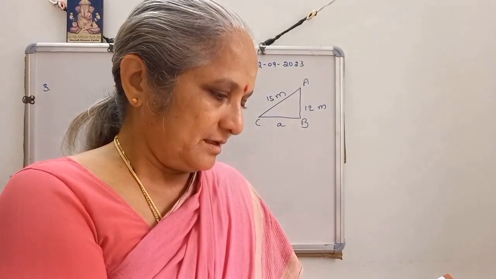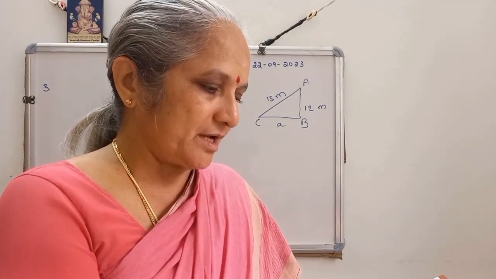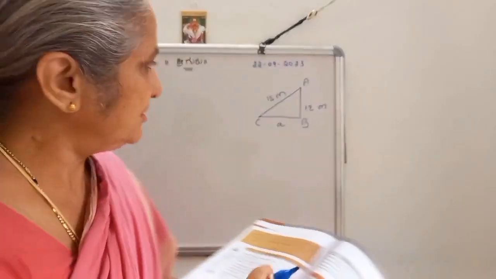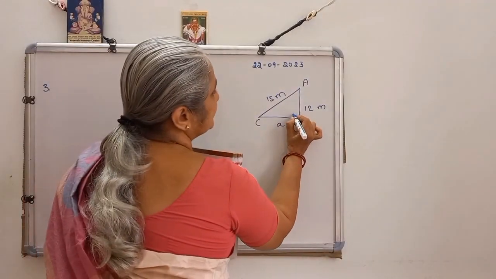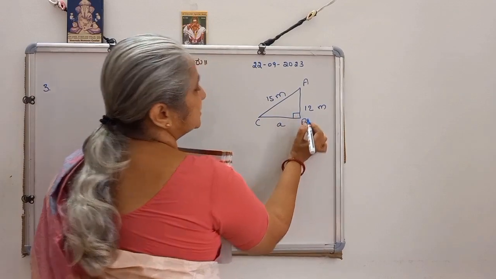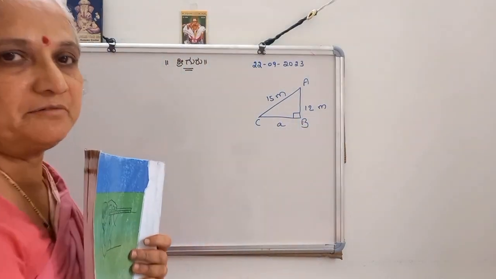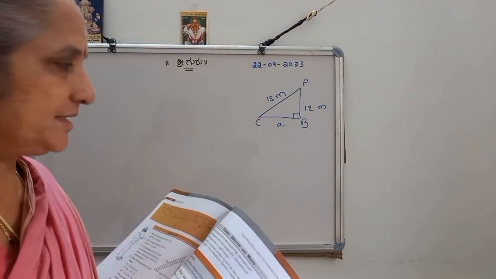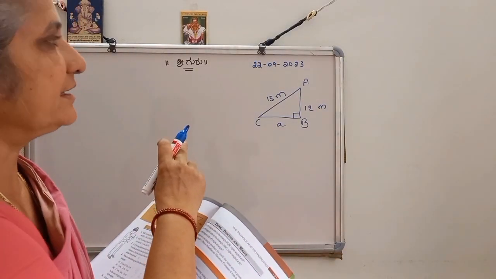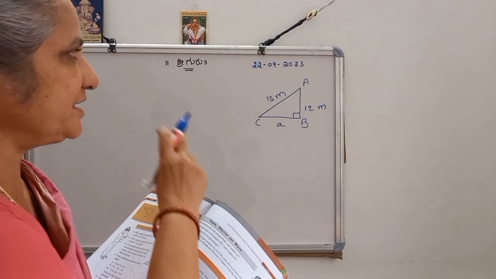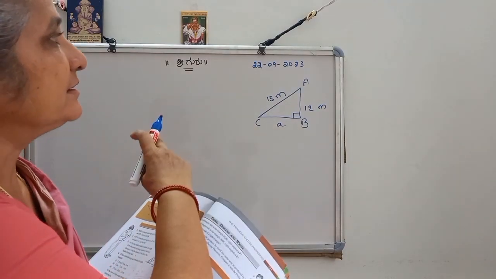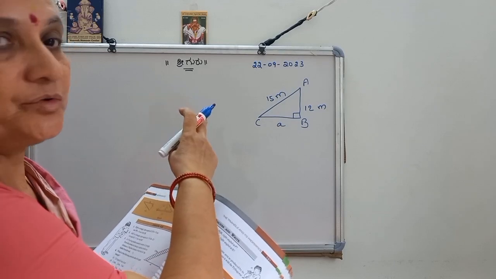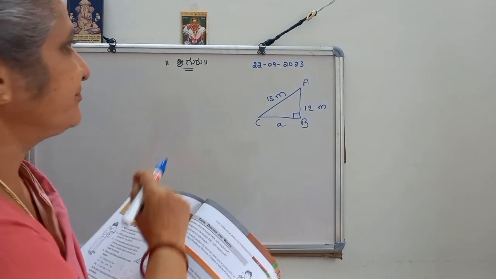The ladder is reaching a window at 12 meters high. Means there is a window and this is 90 degrees, because the angle between the floor and the window will be 90 degrees. Here this is the right angle triangle, right angled at B, and the ladder is the side opposite to the vertex B.